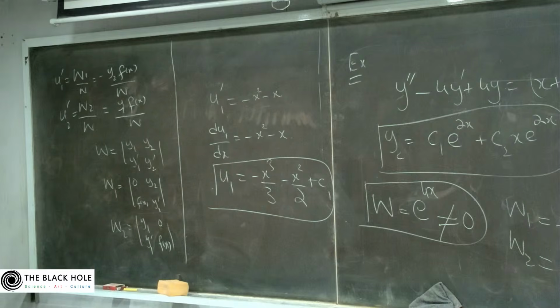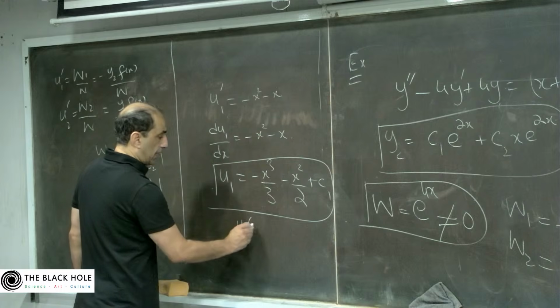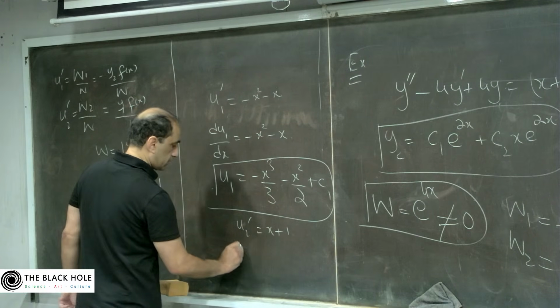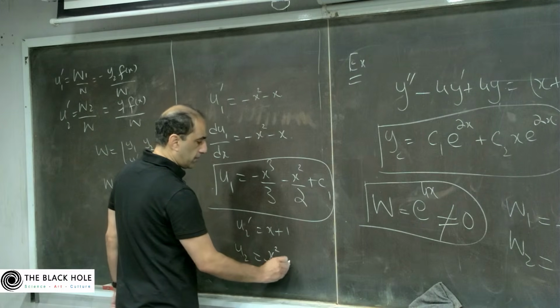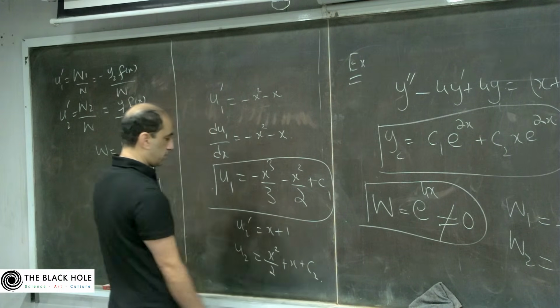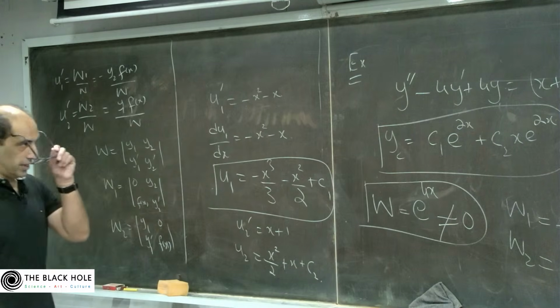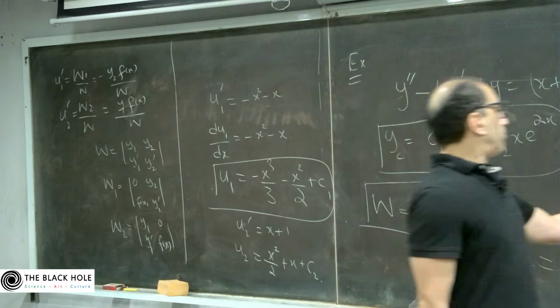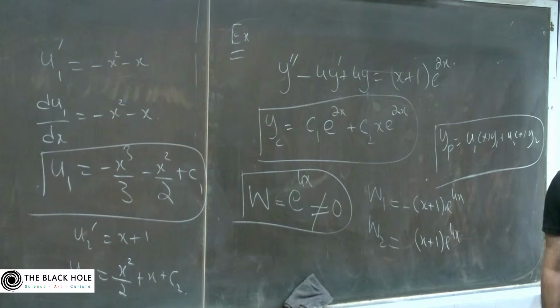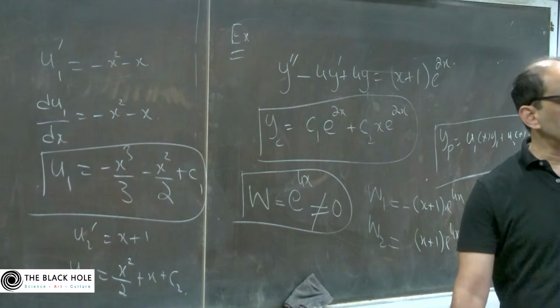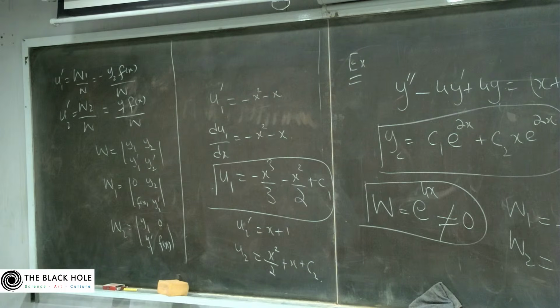Similarly, for u2 dash, you will have x plus 1, and in that case, my u2 will be x square over 2 plus x plus c2. And now I can plug these two values in here, and I know what my yp is. Yc is already known, so the full solution is now known.